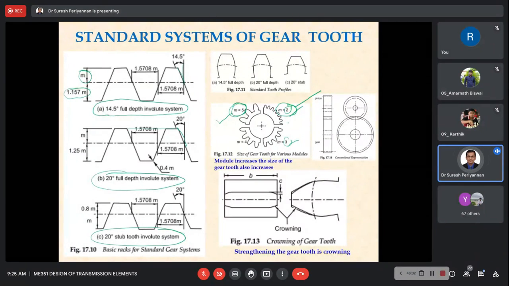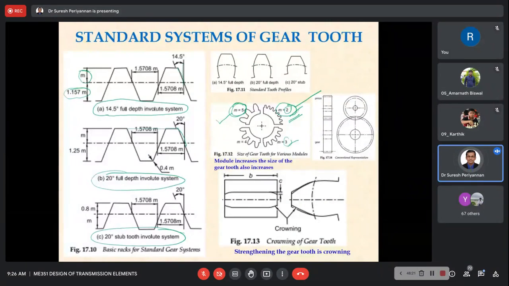Decreasing the pressure angle requires more number of teeth on the pinion, and it can be used to avoid undercutting. What is undercutting? We will discuss later. It can avoid the undercutting.